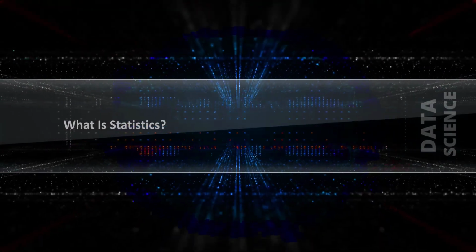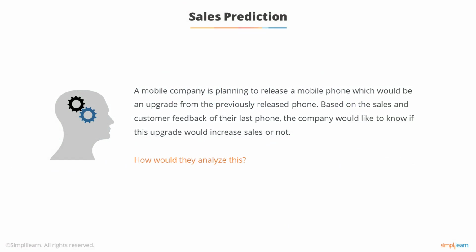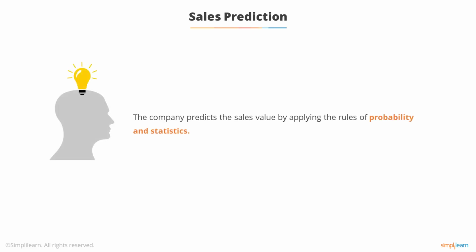What is statistics? Let's say there's a sales prediction. A mobile company is planning to release a mobile phone, which would be an upgrade from the previously released phone. Based on the sales and customer feedback of their last phone, the company would like to know if this upgrade would increase sales or not. So how would they analyze that? Well, the company predicts the sales value by applying the rules of probability and statistics.